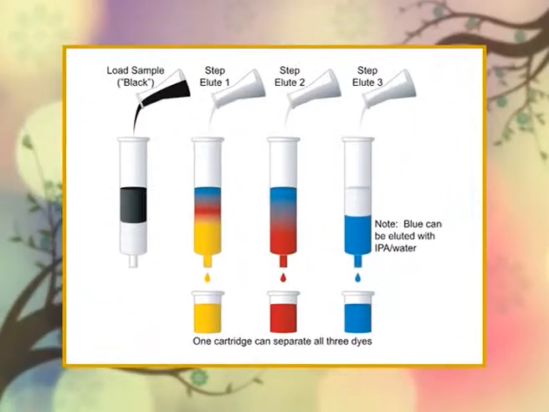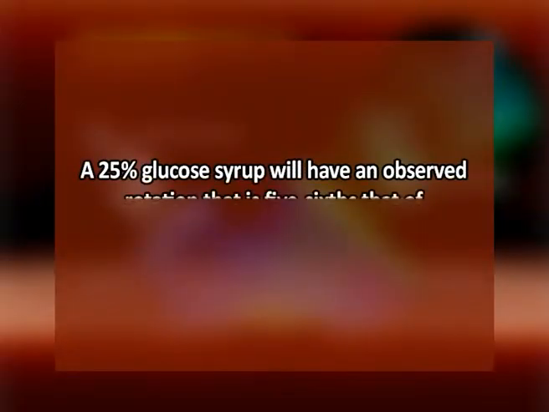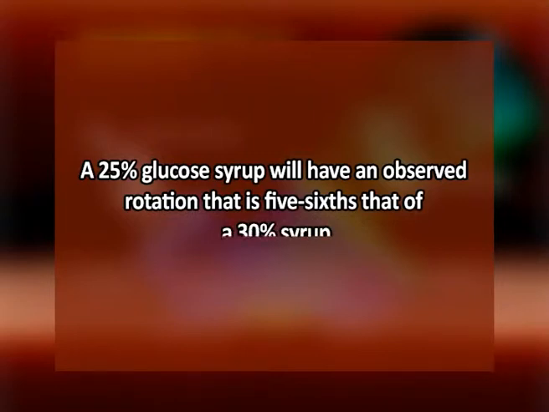In these situations, polarimetry provides a rapid and reliable quality check that eliminates the need for conventional analysis like liquid chromatography, which is a time-consuming technique employing almost an hour to do the similar analysis that a polarimeter can reveal in minutes. Polarimetry provides an additional check on a pure substance before it is added to an expensive batch to determine the ingredient's concentration or purity. For example, a 25% glucose syrup will have an observed rotation that's 5/6 that of a 30% syrup.